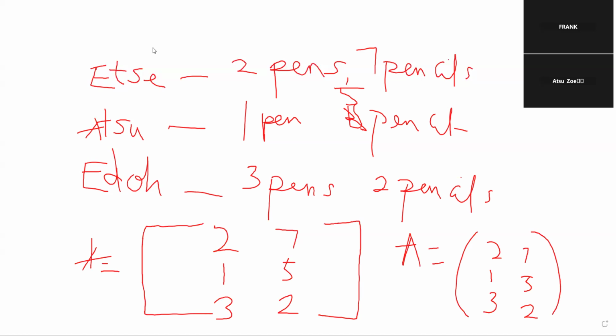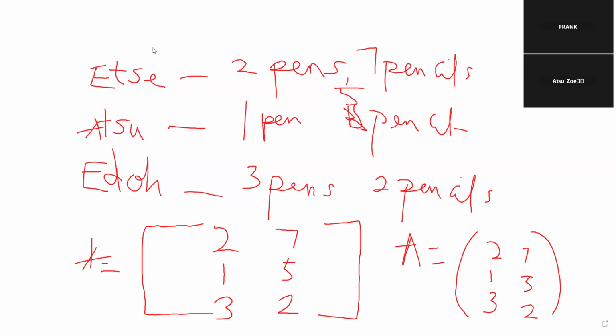So if you watch carefully, if you are moving from left to right, the horizontal arrays are called rows. So what are the rows here? We have three rows here. So 2 7 is row one, 1 5 is row two, 3 2 is row three. Then, what are the rows telling us? It is telling us the stationeries that each of them is having. So the first row is for Echi, second row for Achu, third row for Edu. But if you are looking at the columns, then the columns is really categorizing them into pens and then pencils.